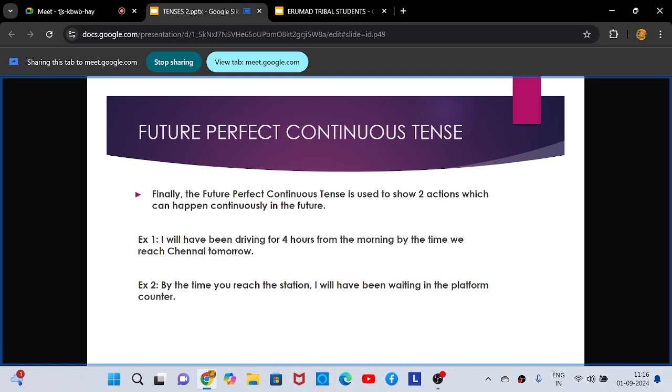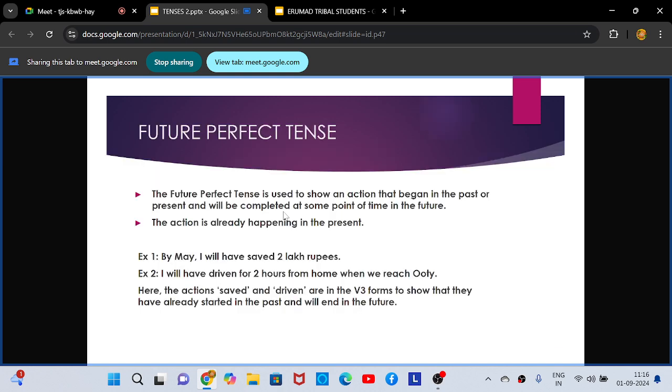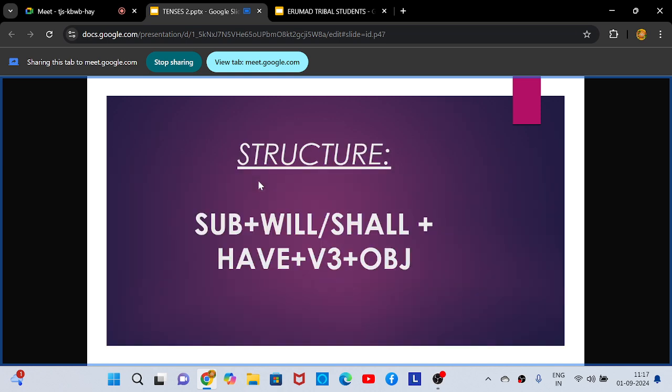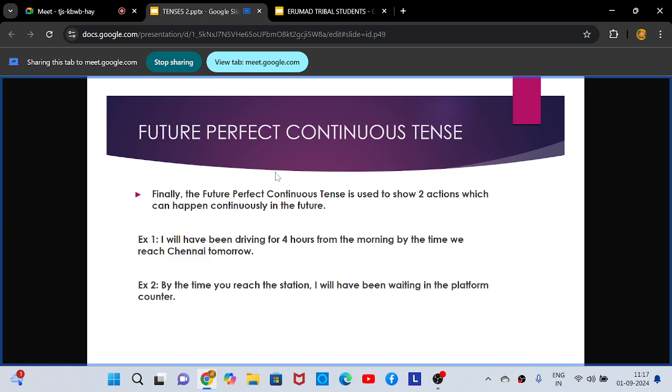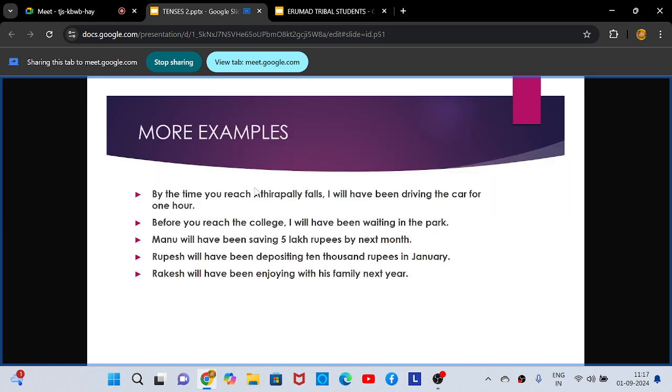So that is one action. You reaching the station is another action, the second action. So this is very rarely used. We use future perfect tense when such situations come. But future perfect continuous is not commonly used. Okay, so we have some examples here.